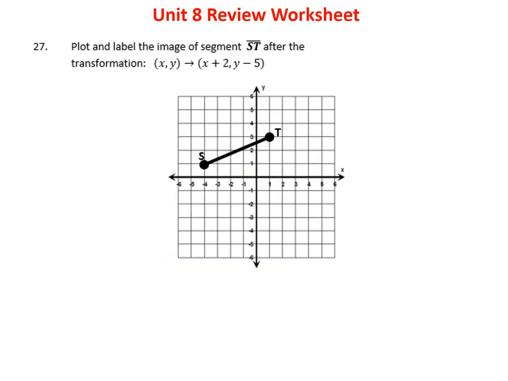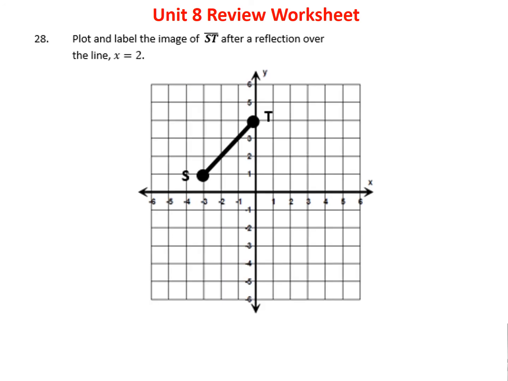Problem 27 asks us to plot and label the image of segment ST after the transformation (x plus 2, y minus 5). Now remember, x plus 2 means I'm going to go right, the positive direction, 2. y minus 5 means I'm going to go down the negative 5. So let's start here. Let's just take T. I go right 2 and down 5, and there's T prime. For S, I go right 2 and down 5, and there's S prime, and I connect them, and there's my solution.